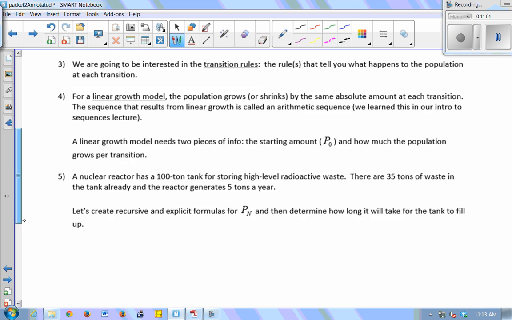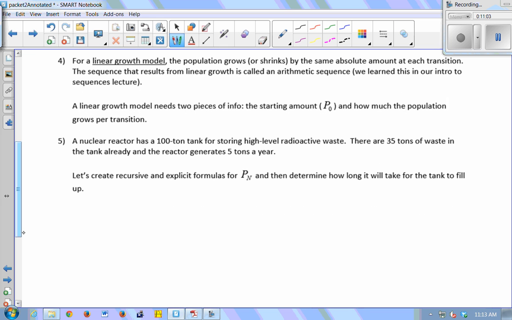A linear growth model is a specific kind of model where we know the transition rule is always going to be that the population grows or shrinks by the same absolute amount at each transition. The sequence that results from linear growth is called an arithmetic sequence, and we learned that last class. When you always add the same amount to get from one term to the next, we call that an arithmetic sequence. And when an arithmetic sequence is used to represent population growth or decay, we call it linear.